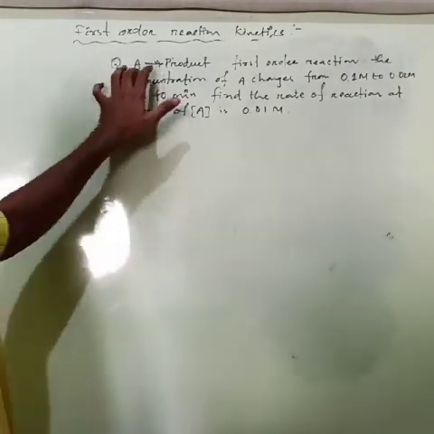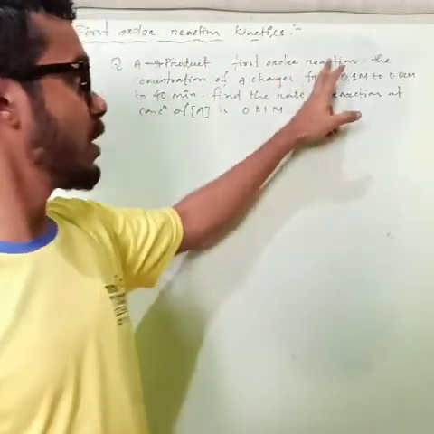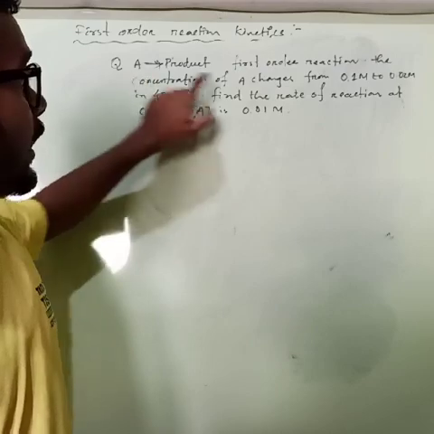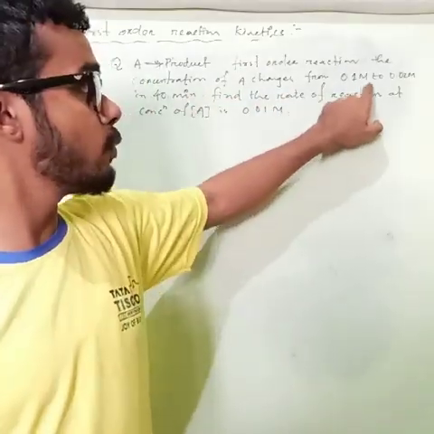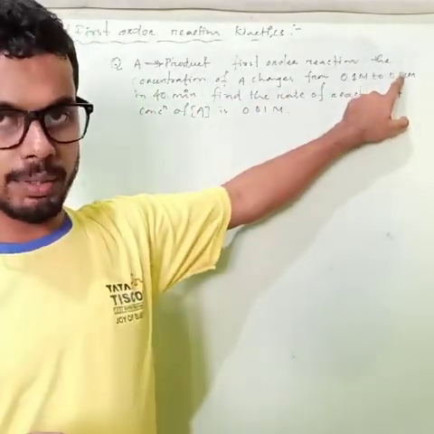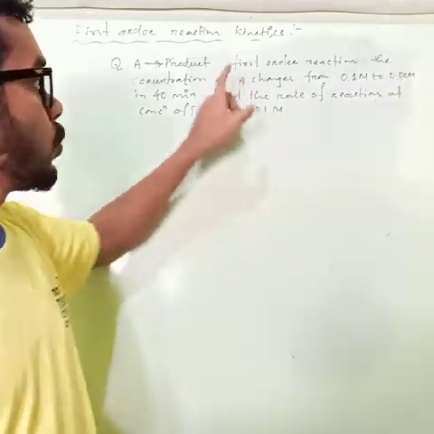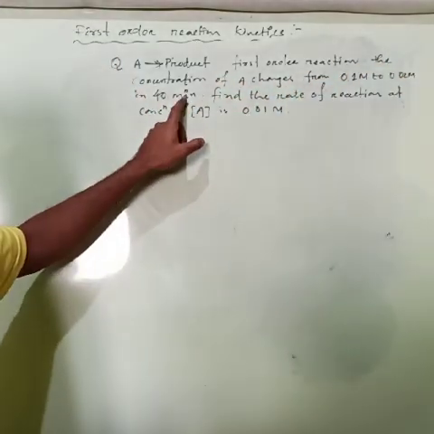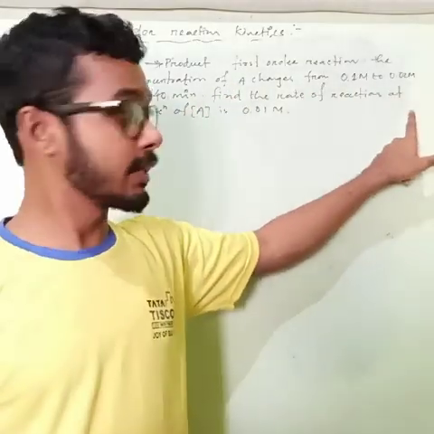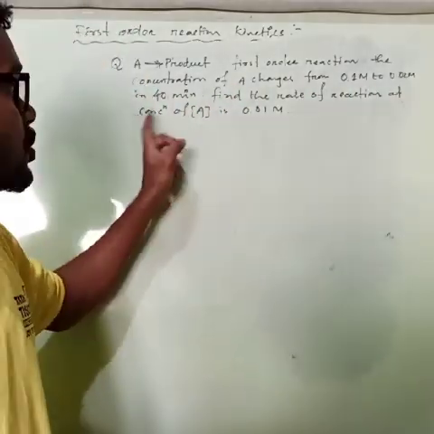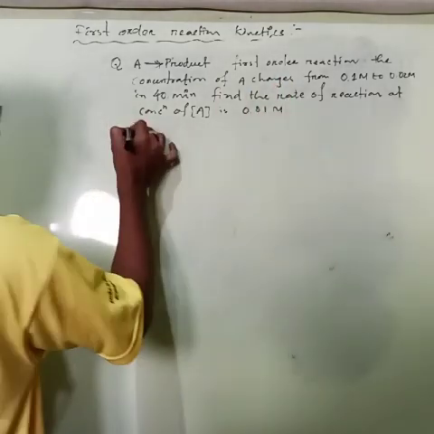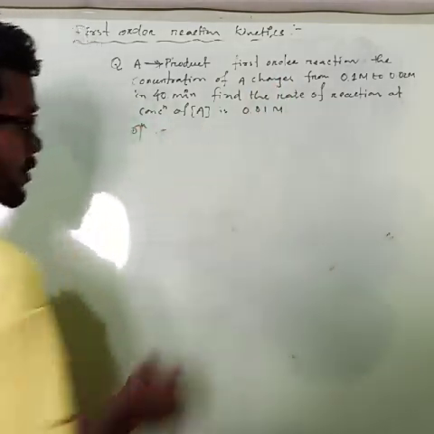A gives a product, and it is a first order reaction. The concentration of A changes from 0.1 molar to 0.02 molar in 40 minutes. Find the rate of reaction when the concentration of A is 0.01 molar. So how will you do the solution? I am giving hints, you will solve it.